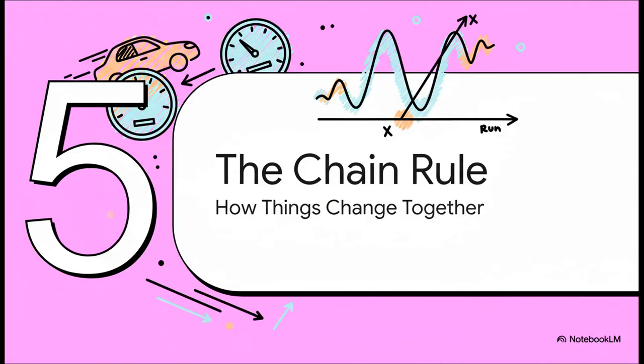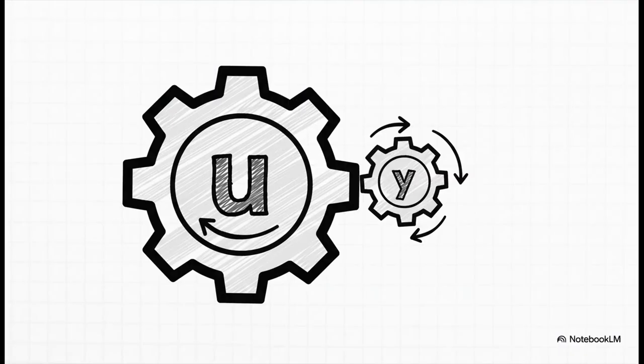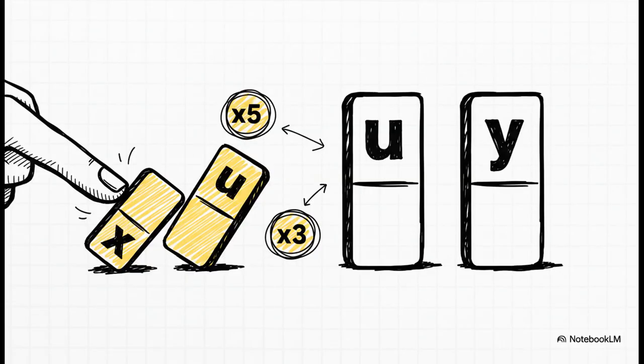Okay, so we've figured out how to measure the rate of change for one thing. But what happens when you have a whole system of things that are all connected? Like a domino effect? How does a change in one little piece ripple through the entire system? Let's build a really simple system to see exactly how this works. Imagine you have a variable y, and it changes 3 times as fast as another variable u. Okay, now let's add another link to the chain.